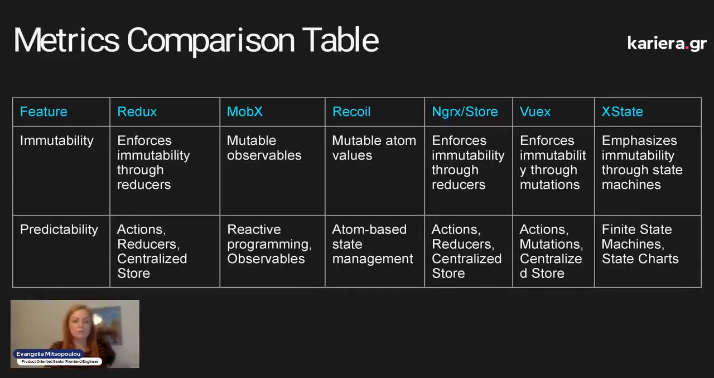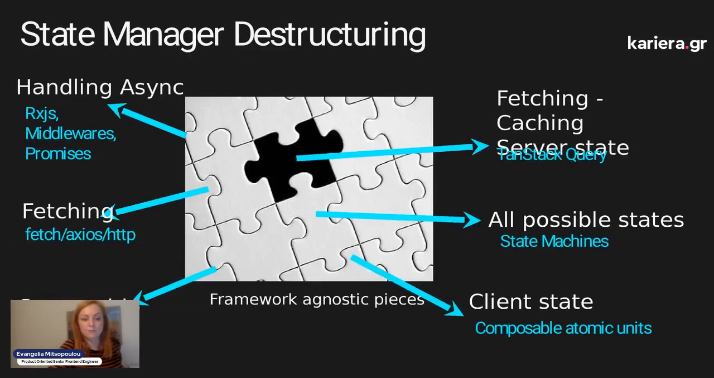These are really nice ChatGPT generated comparison tables where they compare the immutability, predictability among all of these. I recommend you look into the slides. I have a few minutes left.